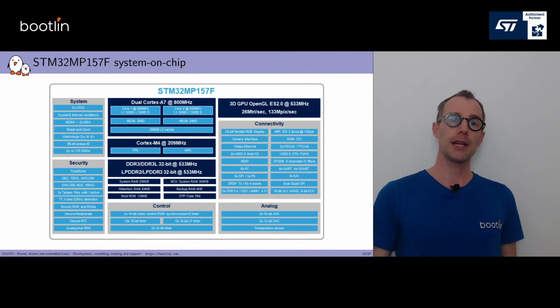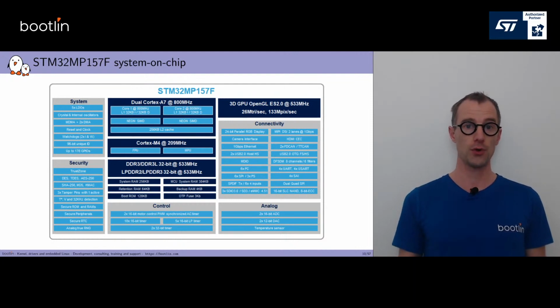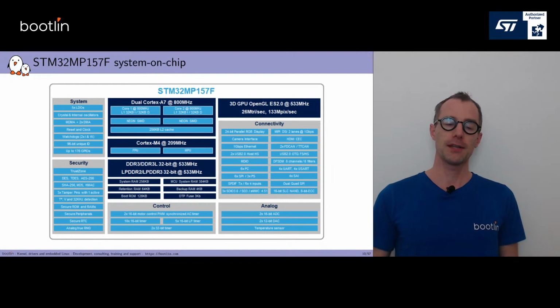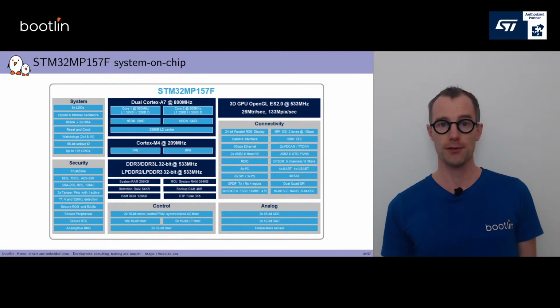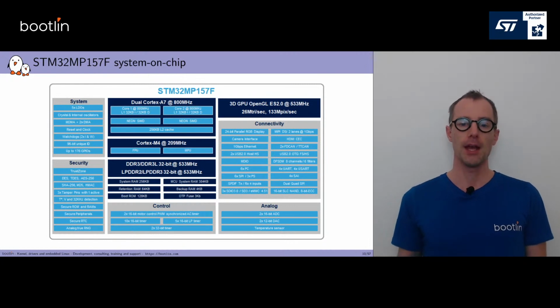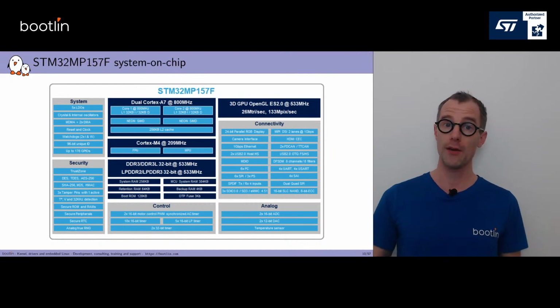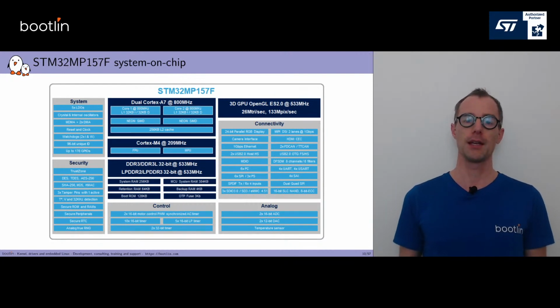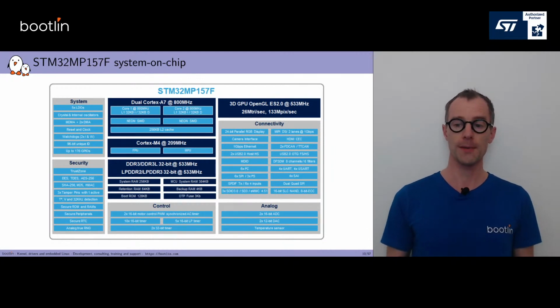ST originally has a very strong background in MCU, microcontrollers. They have a wide portfolio of products, they are very popular, but in 2019 they decided to extend their offering of microcontrollers with microprocessors that they call MPUs. And the first family that they started in 2019 is called the STM32MP1 family of processors. It is a family of system on chip based on ARM, of course, that provides a wide range of functionality.